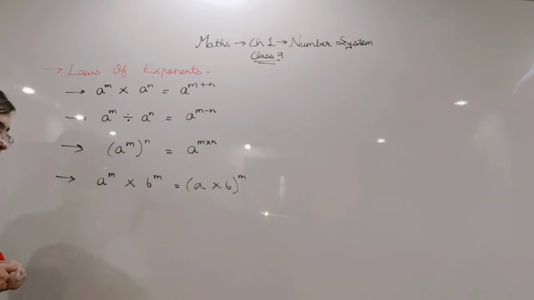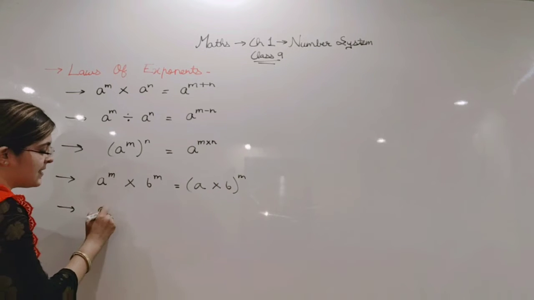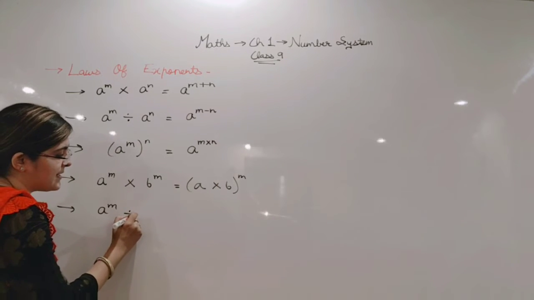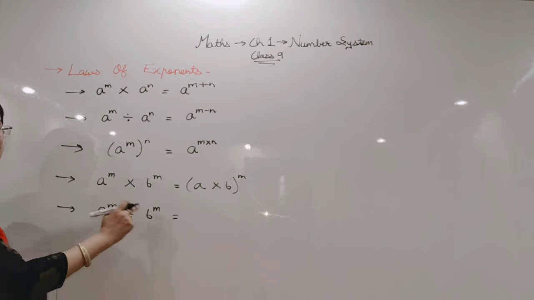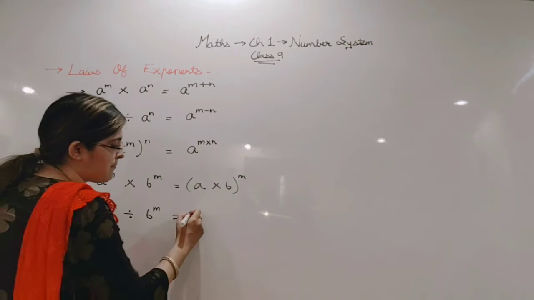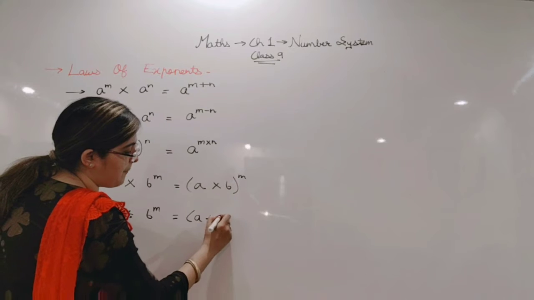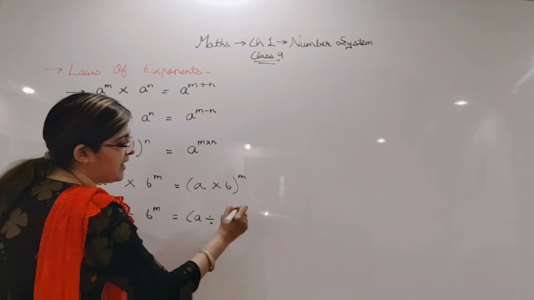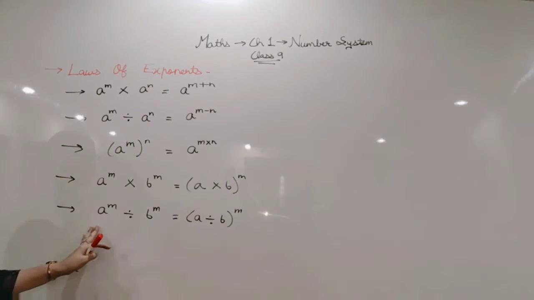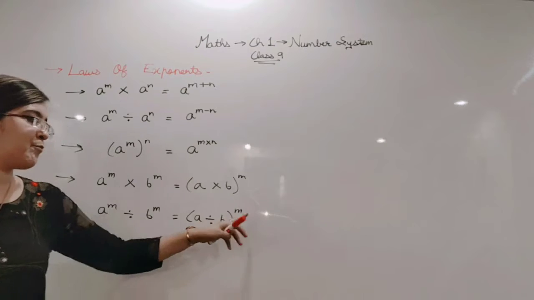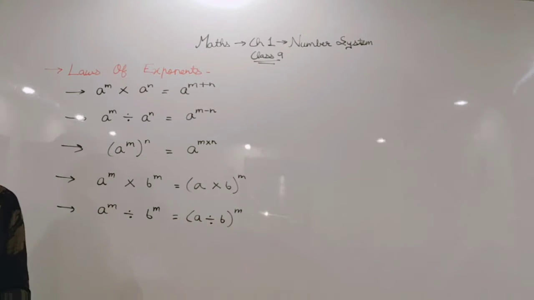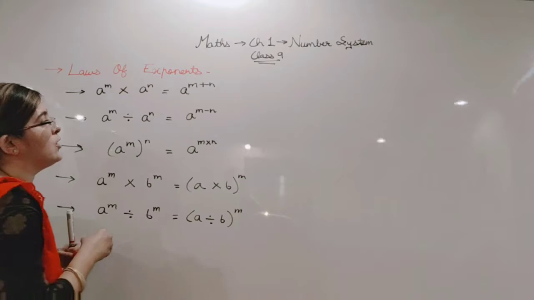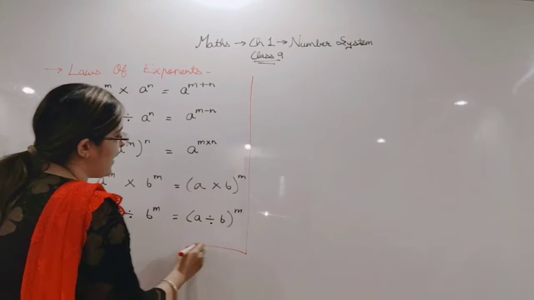Your fifth law is a to the power m divided by b to the power m. That means again your bases are different but the powers are the same. So the property will be applied and the power will be on the whole operation. We have a divided by b, and the exponent will be on the whole. These are the laws of exponents that you are aware of.